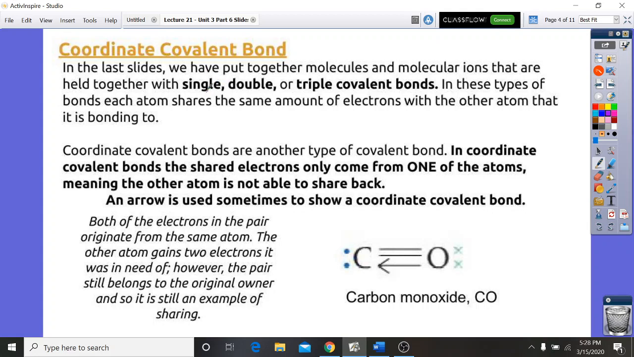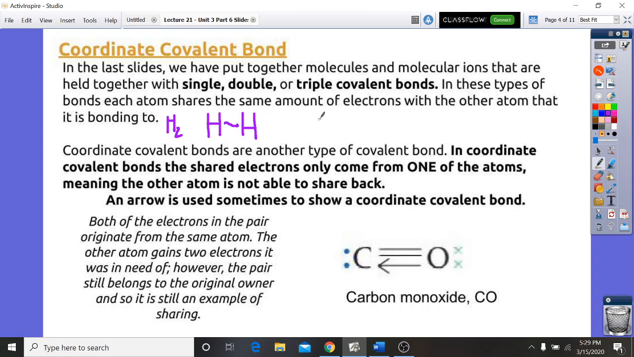All right, we're moving on to a new type of bond, the coordinate covalent bond. We've learned about single bonds, double bonds, and triple bonds. In a single bond, 2 atoms were each sharing 1 electron with another. So for instance, here is a molecule of hydrogen, H2. Each of them share their 1 valence electron with the other, and so you get a single bond, meaning each atom is sharing 1. There's a total of just 2 electrons being shared, single bond.